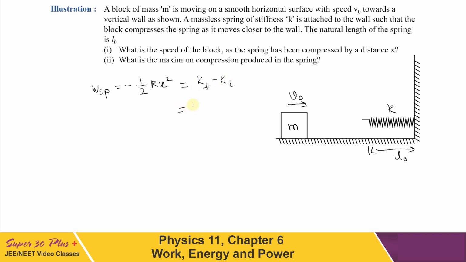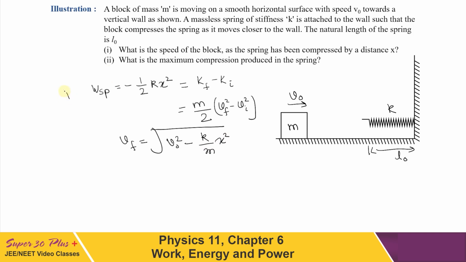And that can be written as, if m by 2 is taken as common, v final square minus v initial square. From here we got v final to be equal to the square root of v naught square minus k by m x square, because v initial is given as v naught. This is the value of the speed of the block when it has compressed the spring by a distance x.